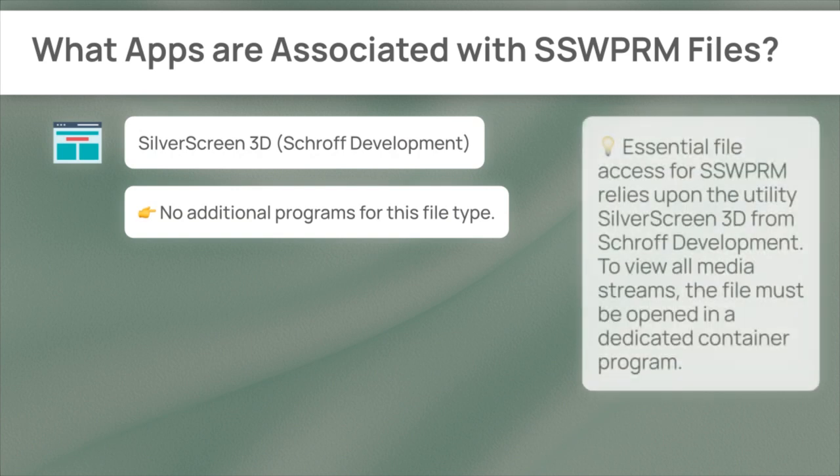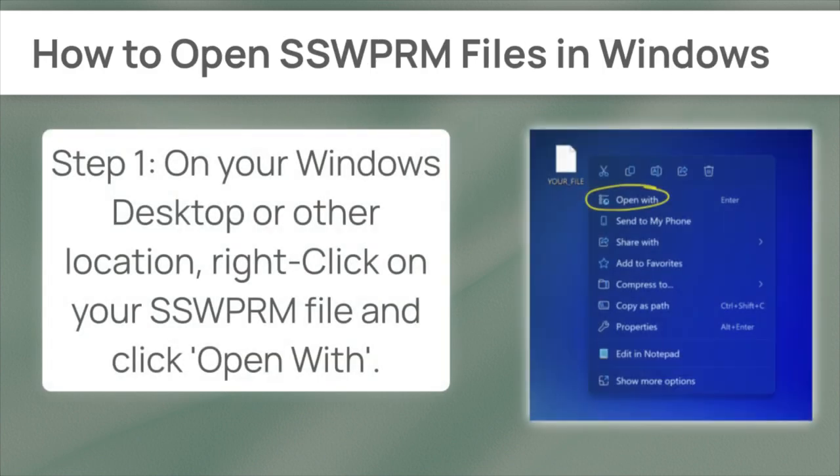To view all media streams, the file must be opened in a dedicated container program. Windows exposes the configuration layout, but altering it safely requires context from the application. Begin the search for the specific application handler.